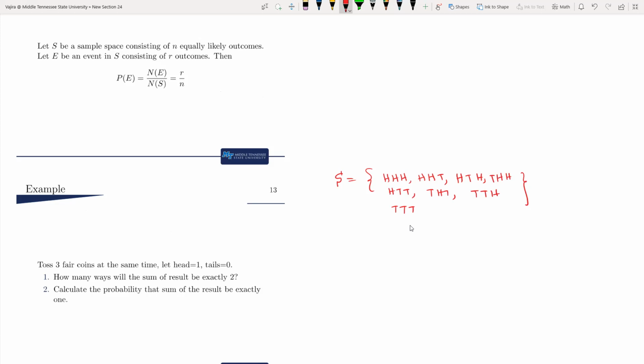Now they define an event here: the sum of the results is exactly 2. So you're assigning head 1, head 1, head 1. If I add the sum of the results for this outcome, it's going to be 3, when you add 1 plus 1 plus 1. For this one, if I add 1, 1, 0, because you're assigning 0 to tail, you would get 2. So our event, sum of results exactly 2, is going to be this. We need to have 2 heads.